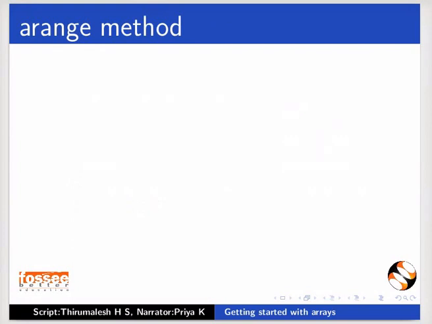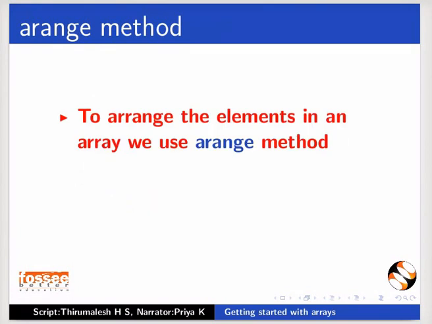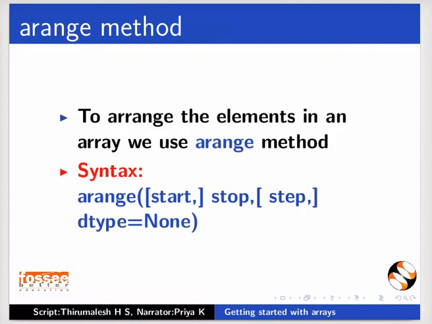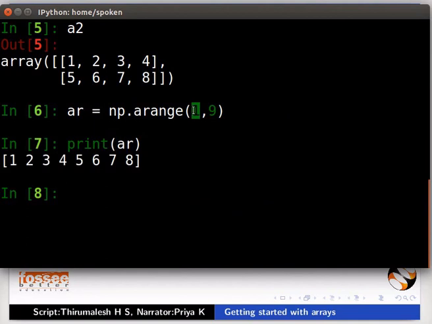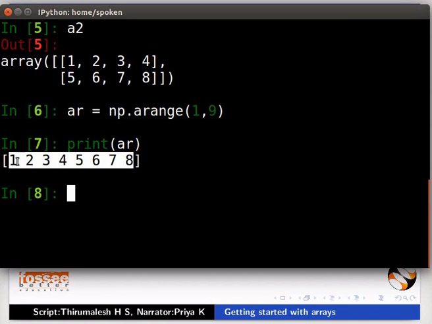Next, we will see about arange method. To arrange the elements in an array, we use arange method. The syntax is shown here. Type ar = np.arange(1, 9). Type print(ar). Here 1 is the start value and 9 is the stop value. As you can see, we obtained a one-dimensional array between 1 and 9 with 1 included and 9 excluded. It will give the elements 1 less than the stop value.